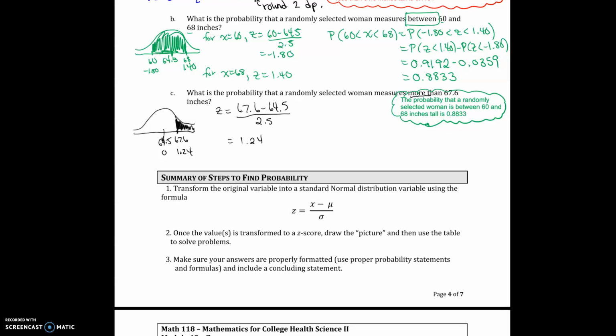Okay, so the probability that x is greater than 67.6, the probability that a random woman measures more than 67.6 inches tall, is the same probability as any time I have a z-score greater than 1.24. Because it's a greater than question, I can calculate the probability that z is greater than 1.24 by subtracting the probability that z is less than 1.24 from 1.